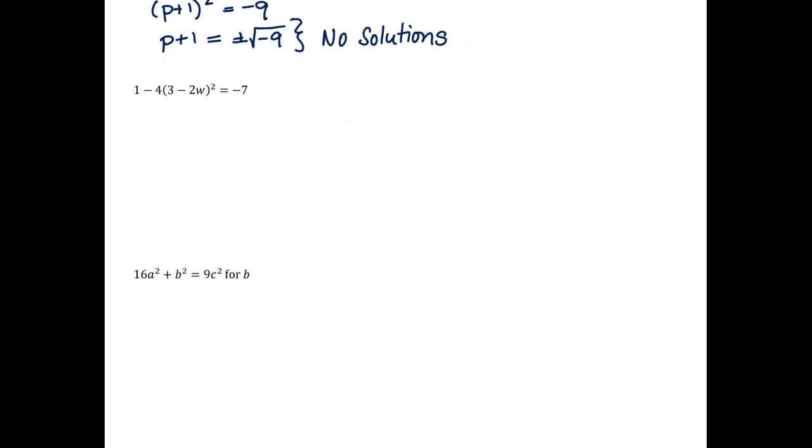Oh, 2 more. We have about the same order of operations happening here, so my first step will be to subtract 1. And I'll get negative 4 times (3 minus 2w) squared is equal to negative 8. And the negative 8 is making me a little nervous, but notice the next thing to go is the negative 4. If we divide both sides by negative 4, we get (3 minus 2w) squared equals 2. And that is totally fine for our square rooting.